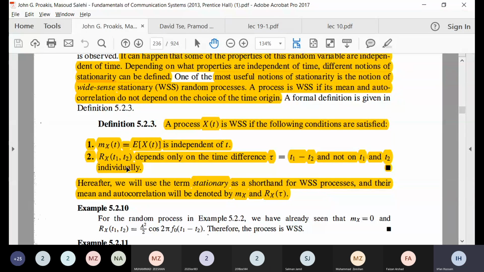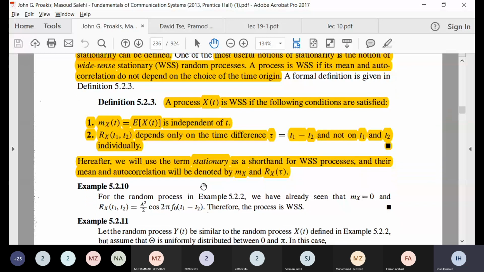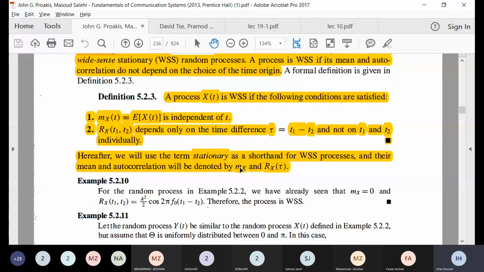Second thing, that the autocorrelation depends on the difference t1, t2. So here the book defines tau as t1 minus t2, the first time minus the second time. You will follow this notation throughout the course. So wide-sense stationary, instead of this long term, you can also say stationary processes. So stationary and wide-sense stationary are the same thing, and their mean is just a number because it is always independent of time. But this is a function of the difference of the two times. That is why the difference is denoted as tau.